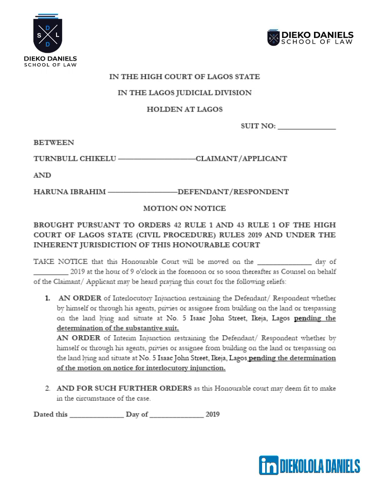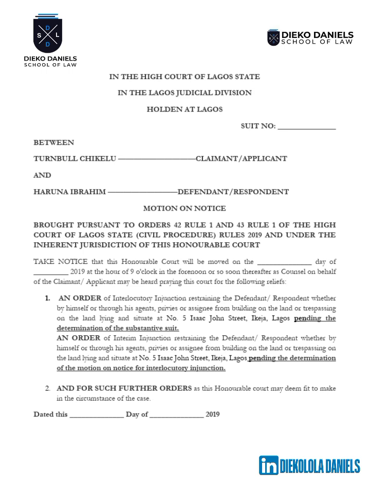Now, after we have done that, we take it a step further. The moment you see motion on notice, you know that this is an interlocutory injunction. When you see motion ex parte, you know that this is an interim injunction. I am speaking in the context of only these two injunctions. When you see an interlocutory injunction, then you know that it is motion on notice. When you see an interim injunction, you know that it is motion ex parte. So now that you can see glaringly, you know that we want to draft an interlocutory injunction. Now, the next thing is brought pursuant to Order 42 Rule 1 and Order 43 Rule 1 of the High Court of Lagos State Civil Procedure Rules 2019 and under the inherent jurisdiction of this Honorable Court.